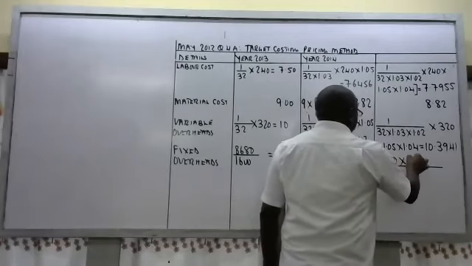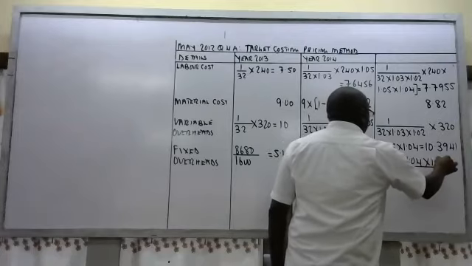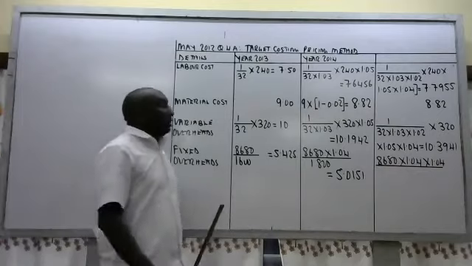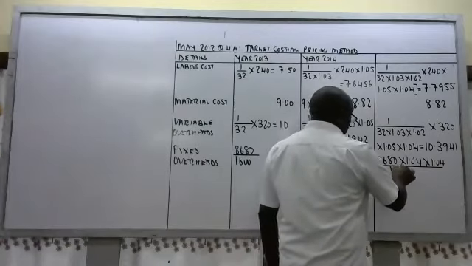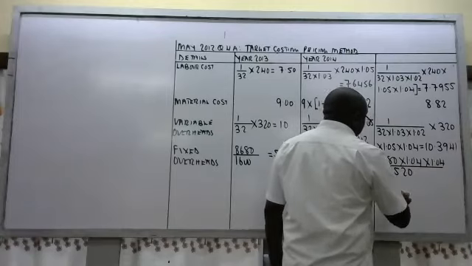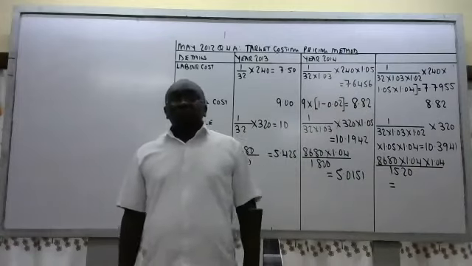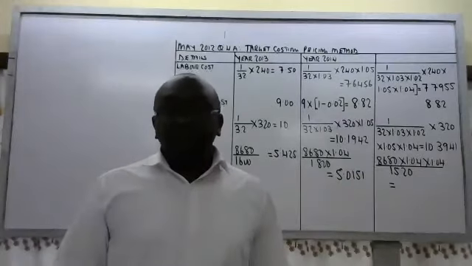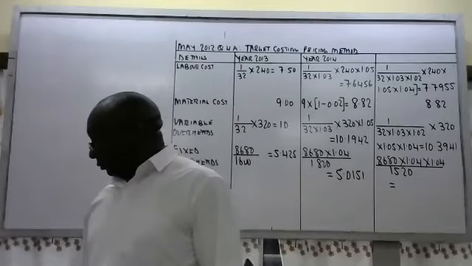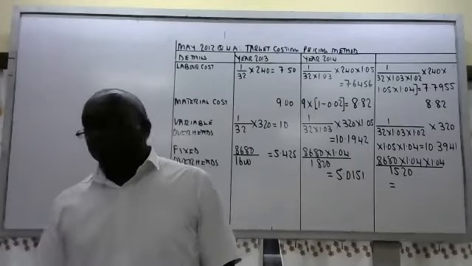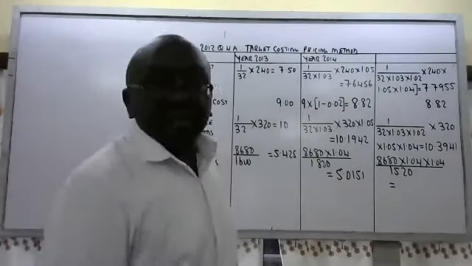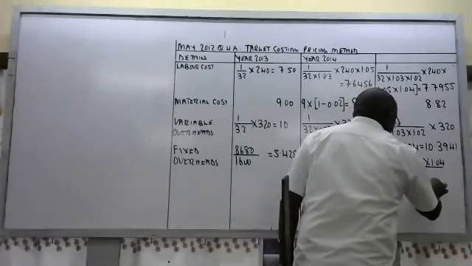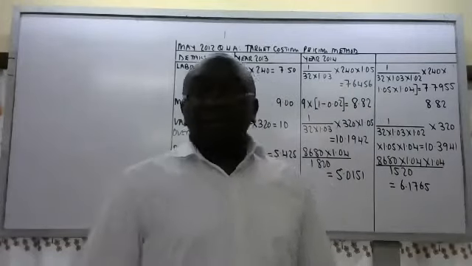Ukikuja to the next year, you do the same rhythm. 8680 times 1.04 times 1.04. You divide by 1520. That gives 6.1765. Good.